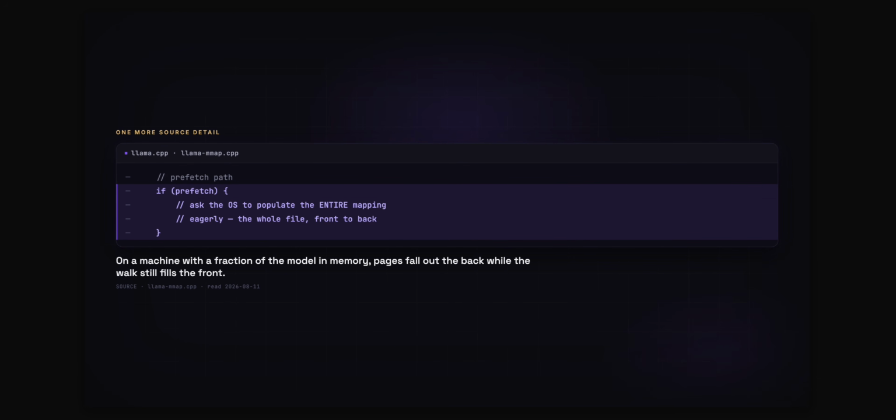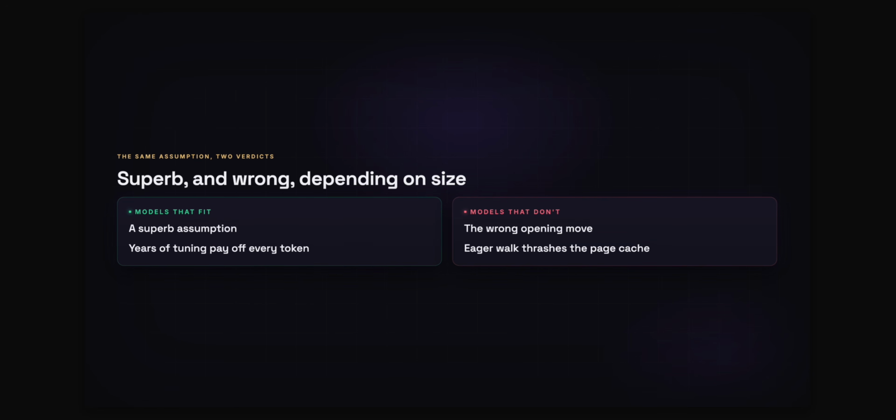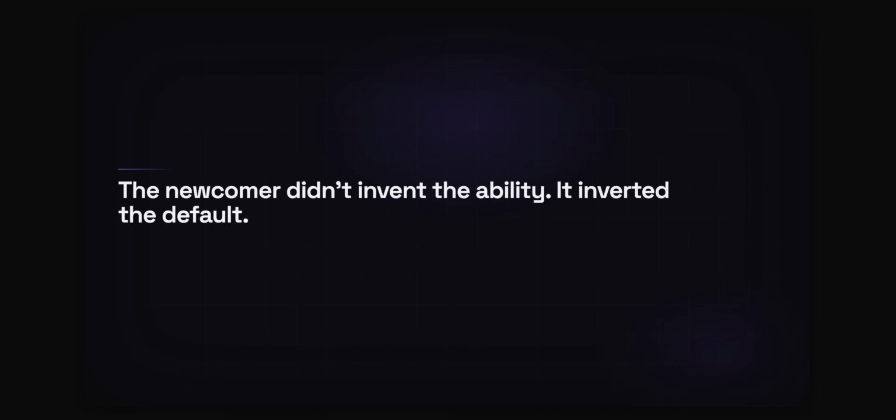Llama.cpp's memory mapping file also contains a prefetch path. When enabled, it asks the operating system to populate the entire mapping eagerly, the whole file, front to back. On a machine with a fraction of the model's size in memory, an eager full file walk means pages are falling out the back while the walk is still filling the front. The design assumption, load it all, then be fast forever, is visible right there in the flags the code sets. It's a superb assumption for models that fit. It's the wrong opening move for models that don't.